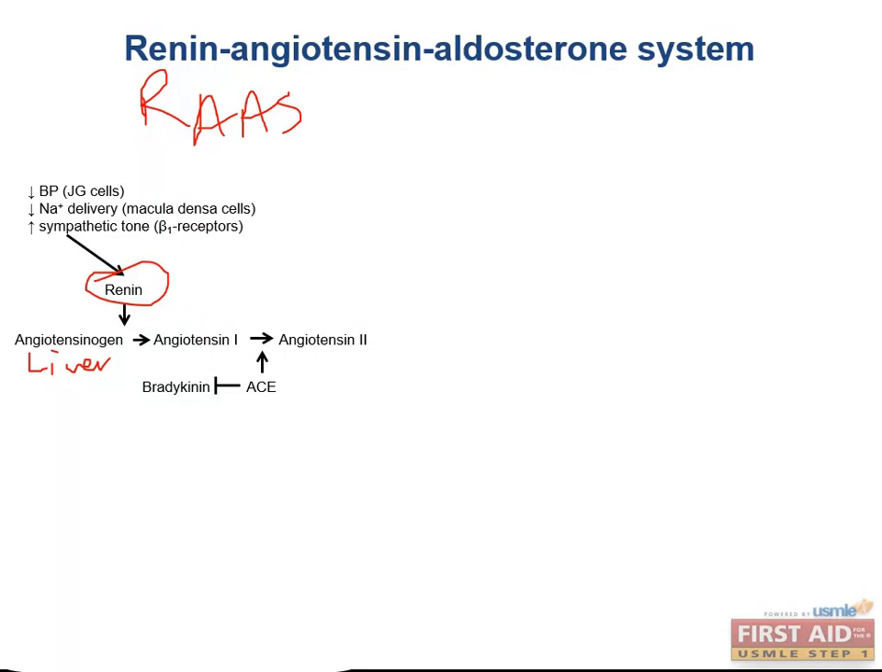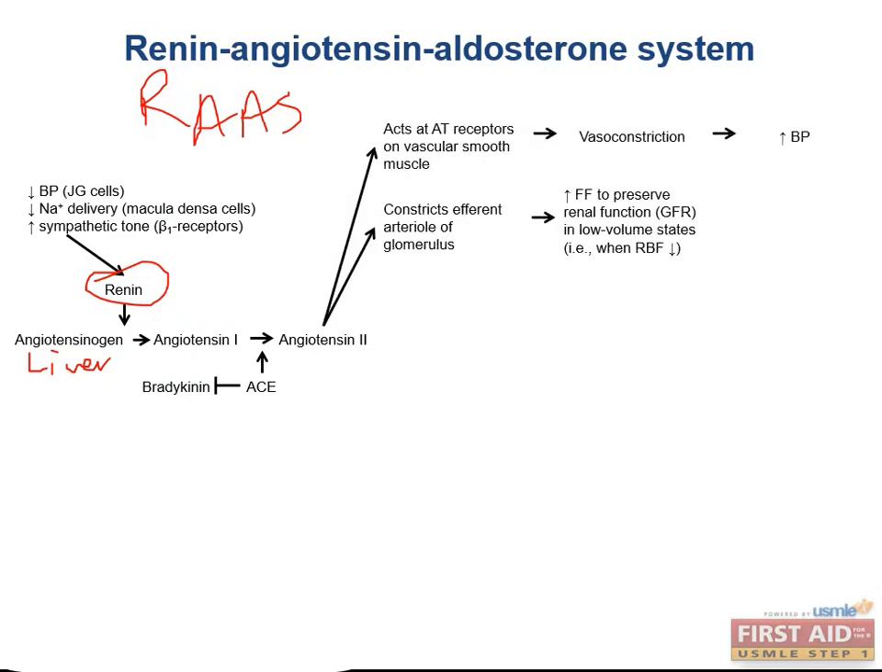Now, angiotensin II has a number of effects. The first is that it stimulates general vasoconstriction by activating vascular smooth muscle cells, and this leads to an increase in blood pressure. It also stimulates the constriction of the efferent arterioles of the glomerulus, and this leads to an increase in the filtration fraction to preserve renal function in low volume states where there's decreased renal blood flow.